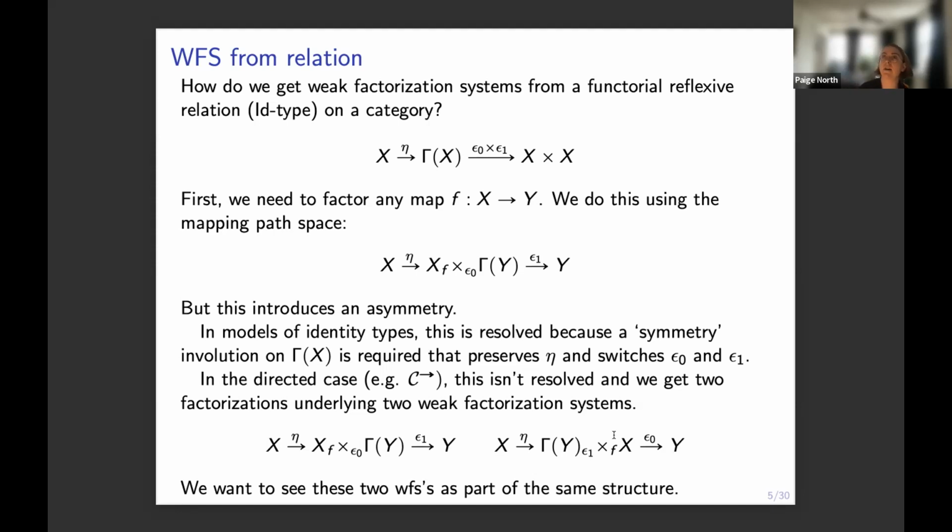And one criterion for this project is to see, in a directed story, these two weak factorization systems as part of the same structure. You want to not just have two free-floating weak factorization systems, but two weak factorization systems that are compatible in some way, right? And we can see they're compatible in some way. They're using the same gamma and the same epsilons, but just in different spots.